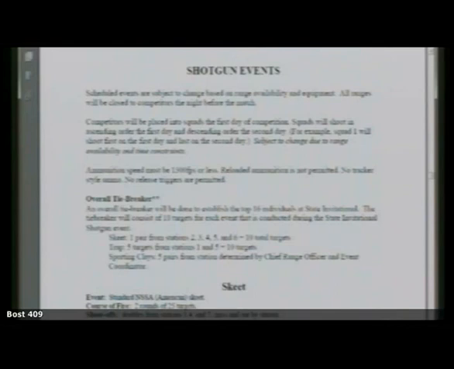All ranges will be closed to competitors the night before the match. Competitors will be placed into squads, and those squads can be sent in to Lynette Crocker, the extension agent in Wayne County. If you want to be pre-squadded, you'll need to send her an email with your squad. I've sent this information out previously on emails, and I will do it again as a reminder as well. If you do not send her a squad, you will be squadded randomly.